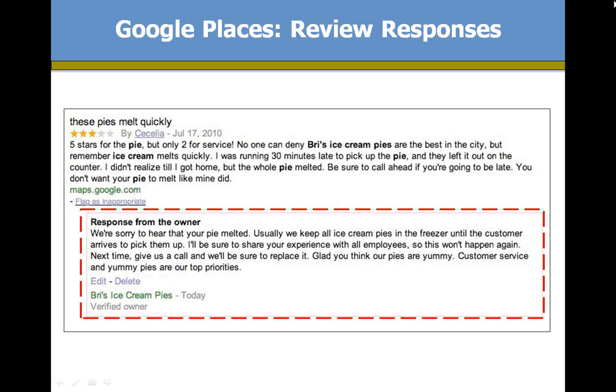So you can see in the example here, the person had a bit of a negative experience with the business. The ice cream pie that they had ordered melted, and so they were pretty upset that it was left out and then basically got ruined. And so this new feature really allowed the Breeze ice cream pies to respond to that concern, apologize for what happened, and reassure the customer that this is not a normal occurrence. It was an accident, and they're going to talk with their team and make sure it doesn't happen again.